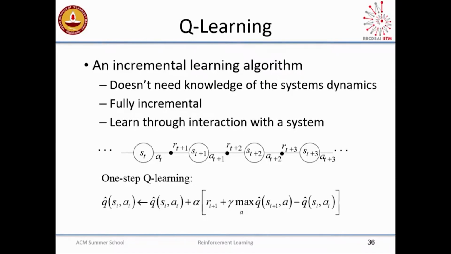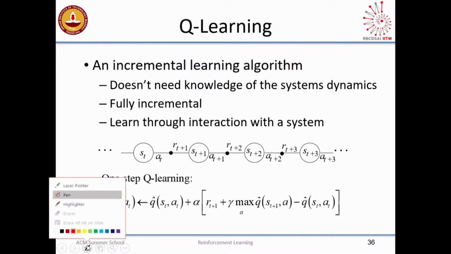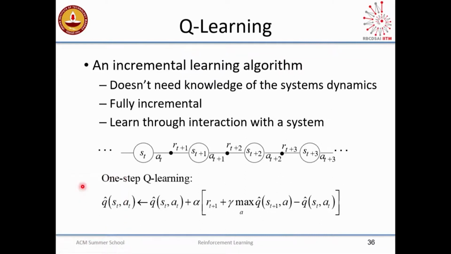Q-learning is a completely incremental learning algorithm. It doesn't require you to know anything about the system dynamics. All Q-learning expects is that you have experience of this form. You remember we talked about this: you start from a state S, you take an action A, you get RT plus 1, you go to ST plus 1, and so on. All you need is this kind of experience. This is what we mean by interaction with the system.